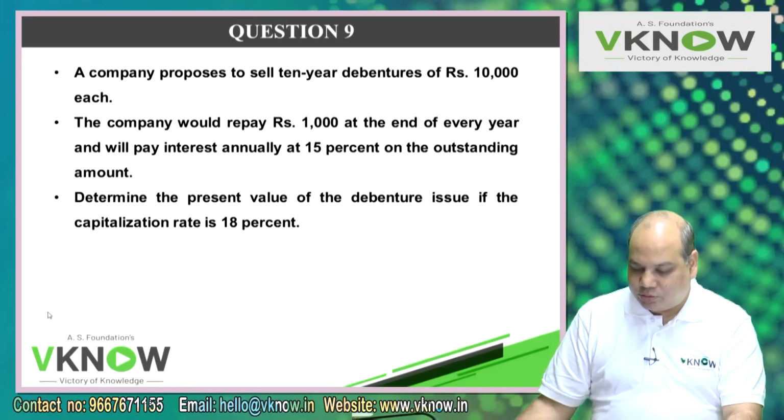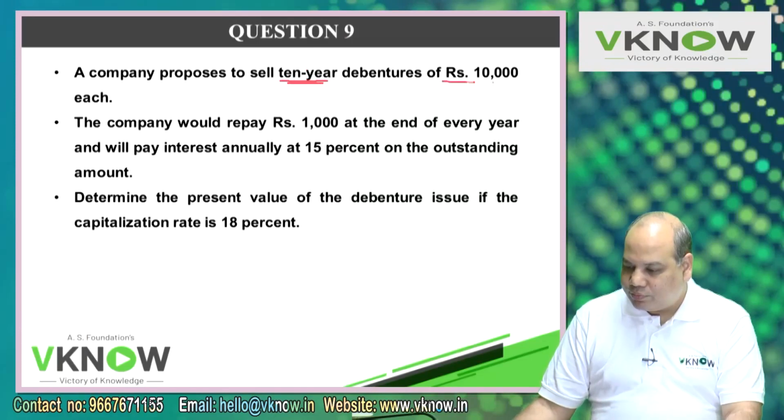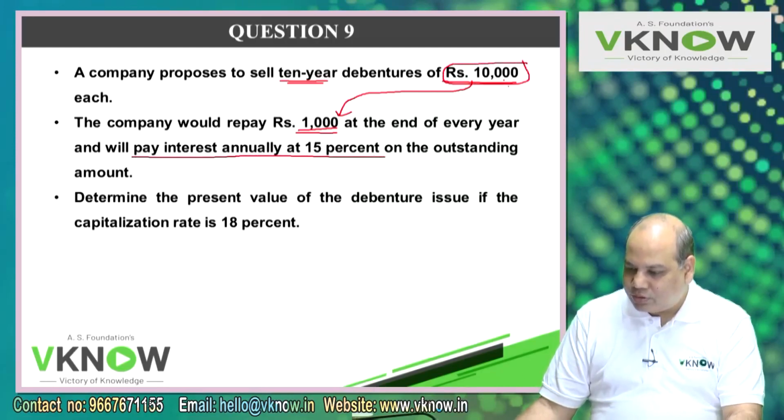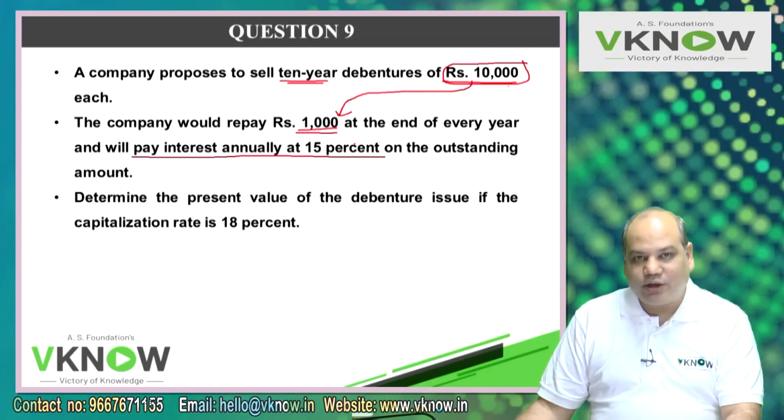So this is similar to the previous question. This bond has a 10-year life. Face value is 10,000. Every year they are going to pay 1,000. So after 10 years the balance will become 0. And the coupon is 15%. So first year you will calculate on 10,000. Then you will calculate on 9,000, 8,000 and like that. And discount rate this time is 18%.